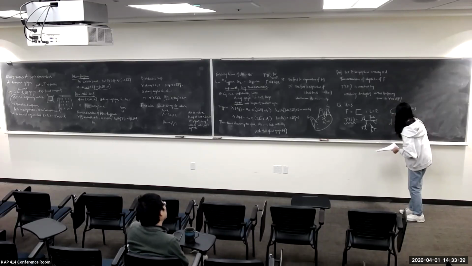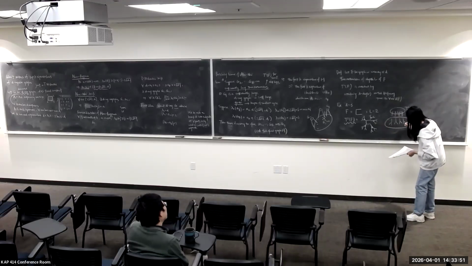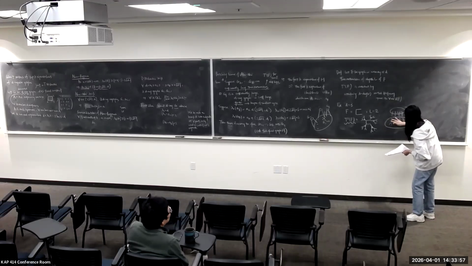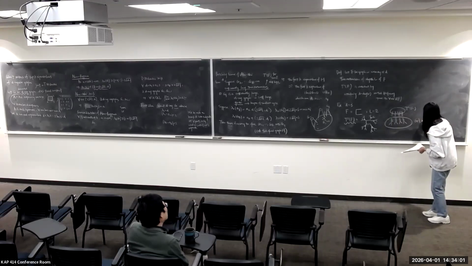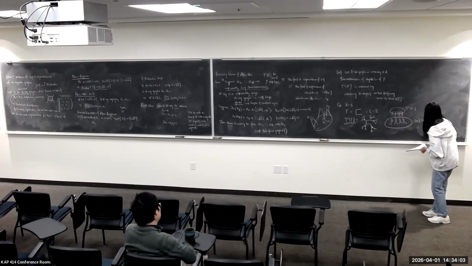Sorry, actually, no, this is not a good picture. Yes, this is a good picture. Is this a good picture? Okay, no, this is a good picture. Sorry. Yes. So this is my G minus some vertices.